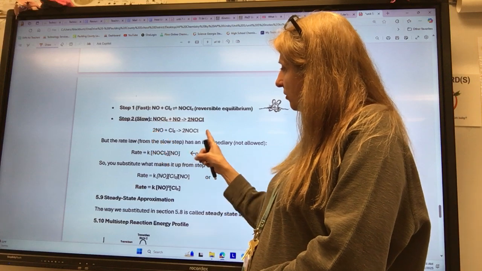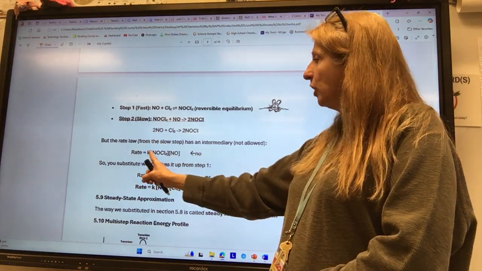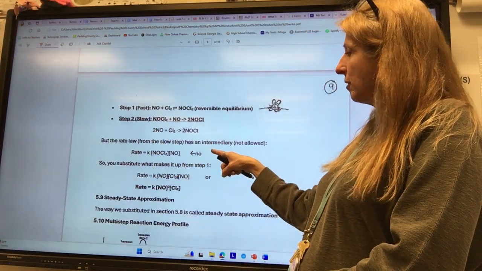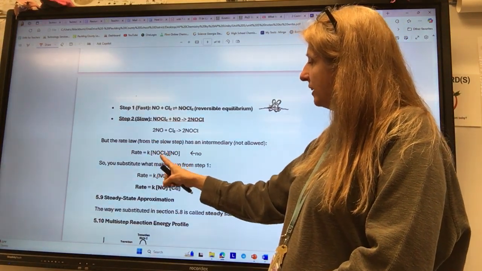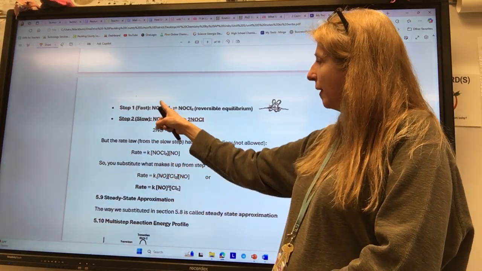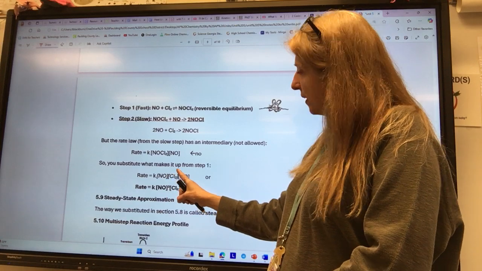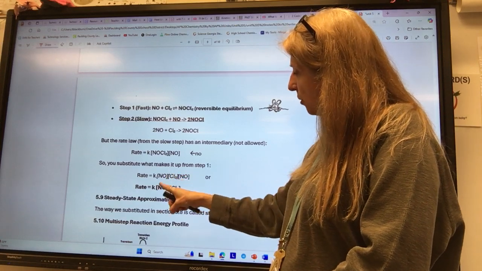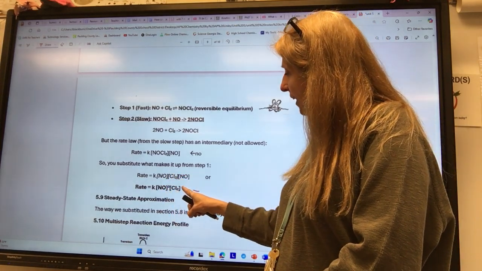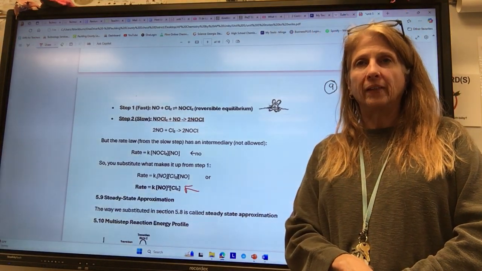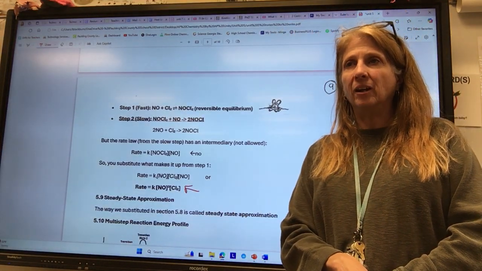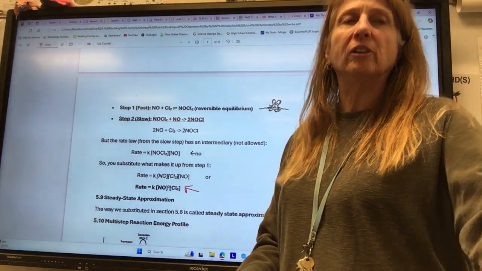So this is our overall equation. This is what you would think the rate is. Nope, not allowed. So we're going to take that's not allowed, and instead we're going to put in what makes it up. Okay, but then we gathered up our NOs and squared them. So that is how you would write that one. How do we feel about that? Not hard. Just got to remember to do it.